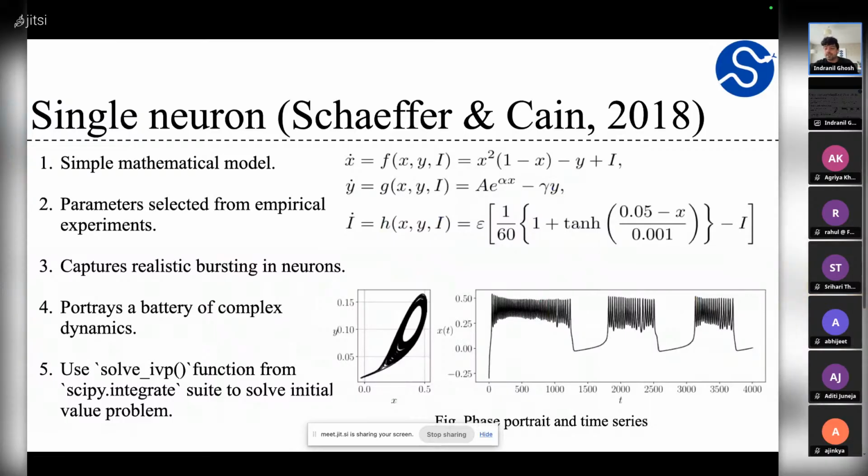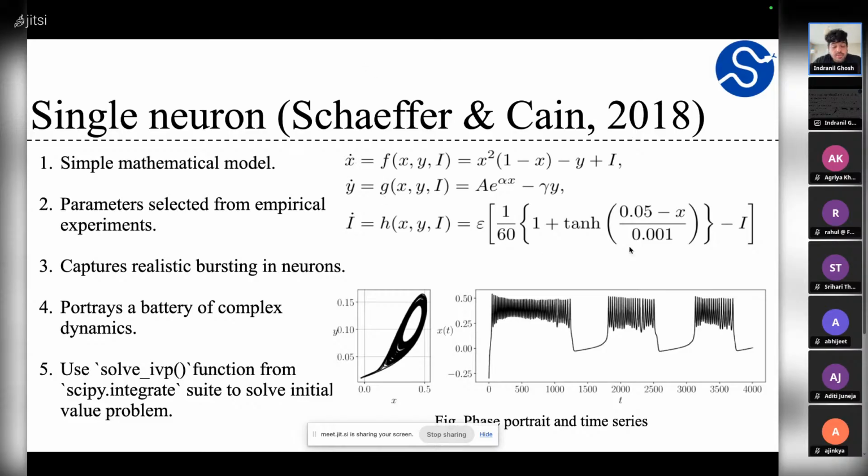Now neurons. As I was mentioning before, there's a huge plethora of models that simulate the behavior of neurons over time. But what researchers do is they try to come up with better and better models, which are more empirically informed, right? So I've taken a pretty recent model from 2018 by Schaeffer and Kane.